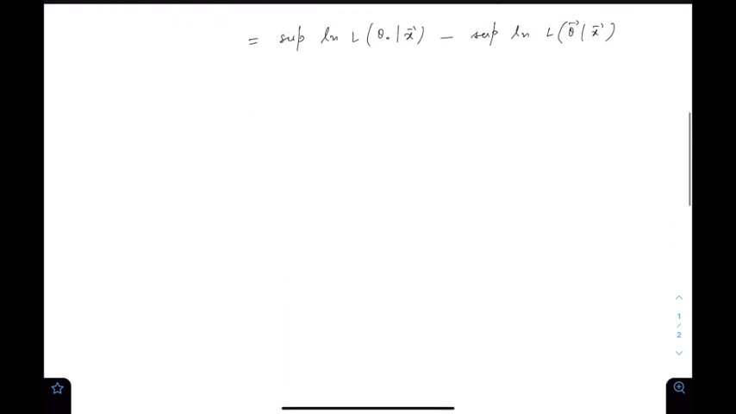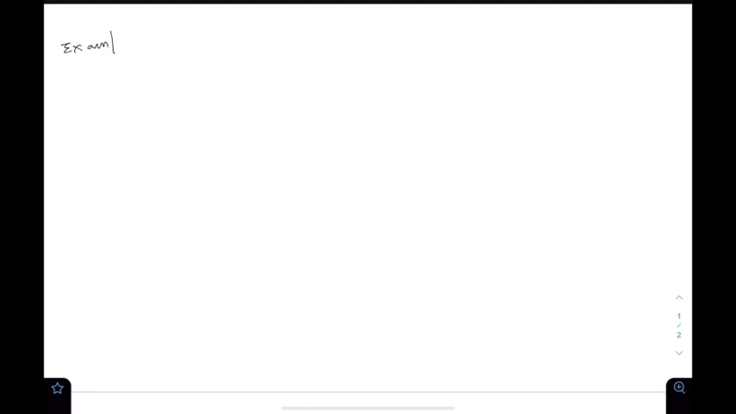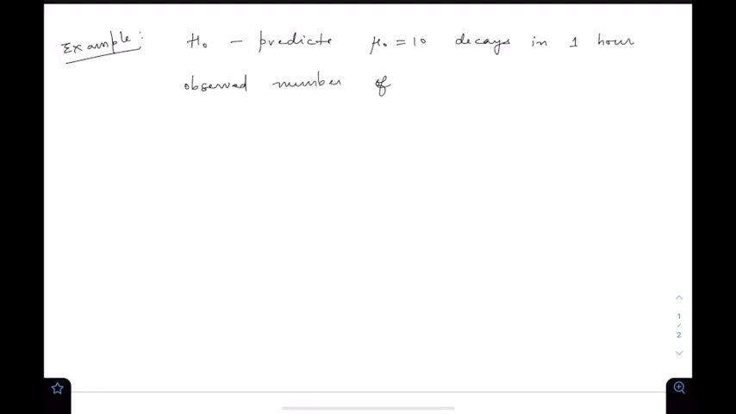So as an example, let's look at the likelihood ratio test for a Poisson count. So we say H0 predicts mu0 equals 10 decays in 1 hour. The observed number of decays is 8.